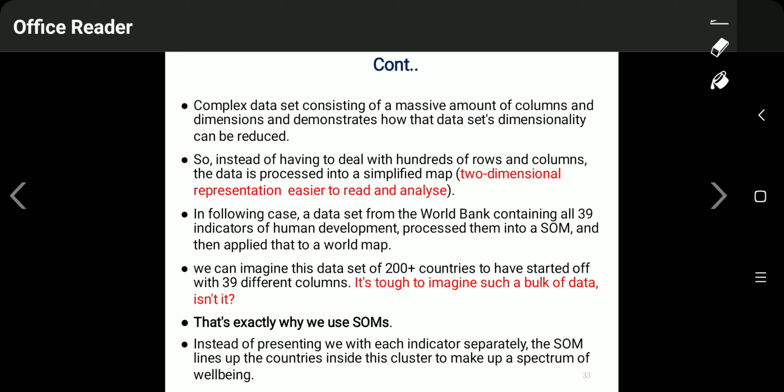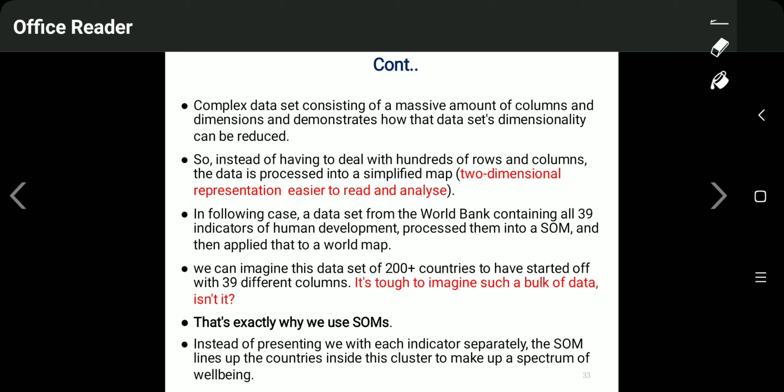So basically, we have performance indicators for the human development data set for more than 200 countries, in the form of a table, and each row in the table corresponds to a country, and each row has around 39 columns. Here we have such a huge amount of data. So directly using and analyzing this data set is not very easy. It will be very difficult.